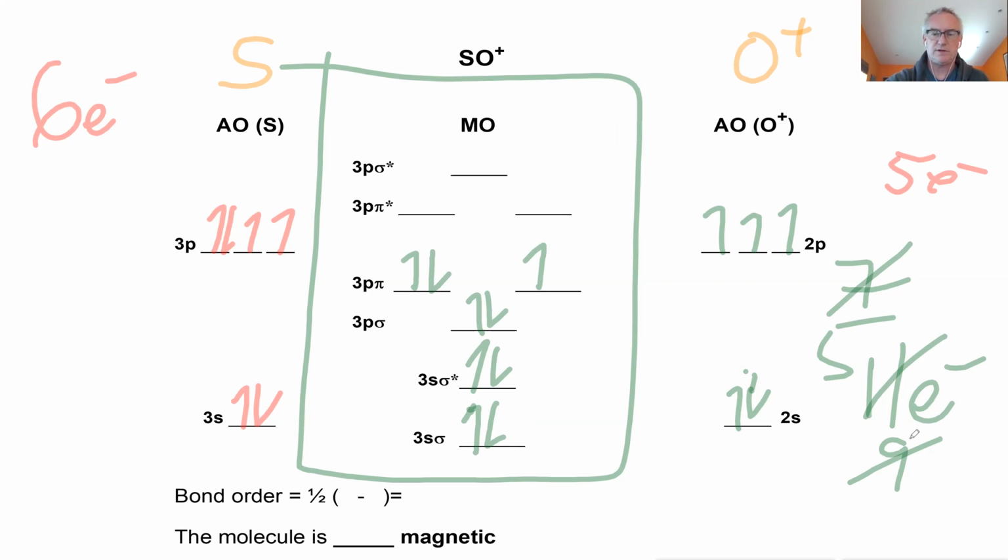Okay, so 2, 4, 6, 8, 9, 10. And then one last one in the 3p pi star. That's 11. Okay, we're done. So what's my bond order?